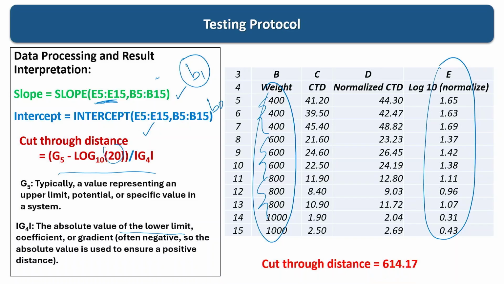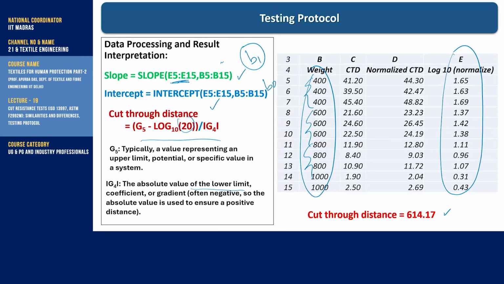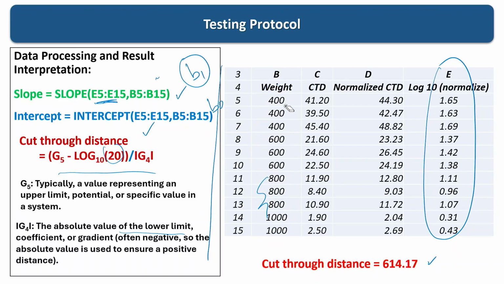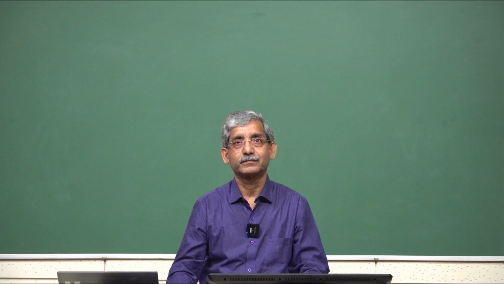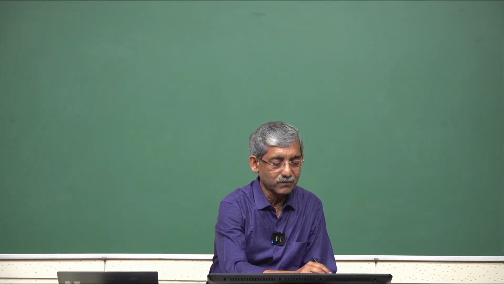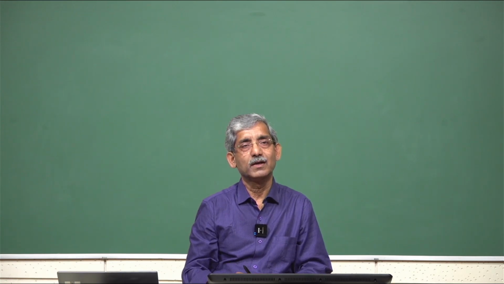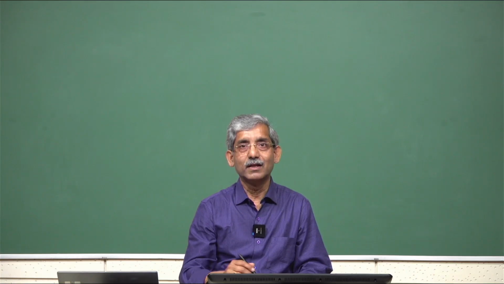So, here the cut through distance is coming out to be 614, but from this interpretation, it may be a little bit difficult to understand. So, if we plot the curve and plot the log curve, then things will be very clear. At this point we will stop here, but we will continue with this understanding in detail, the interpretation and test protocol, in the next session. Till then, thank you.